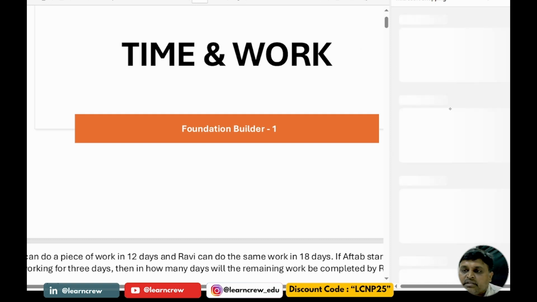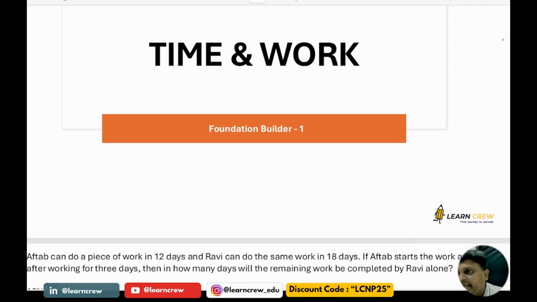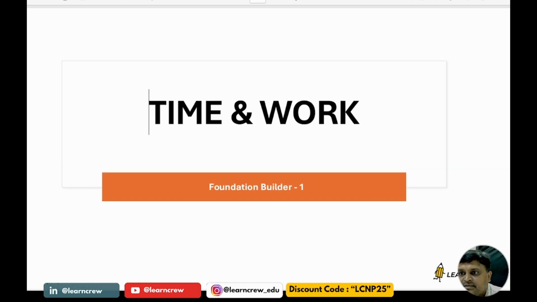So today's session is on time and work. It's a very important chapter for all the aspirants who are preparing for CAT and other management entrance examinations. Here in time and work, we should understand the basic understanding of ratios also, ratios, proportions, as well as variations. We already studied all these ratio, proportion, variations in our previous classes.